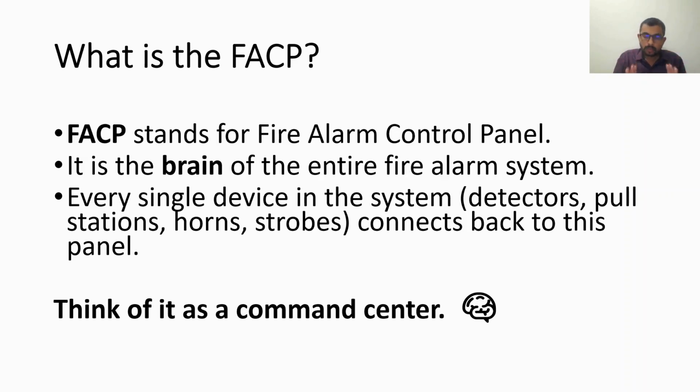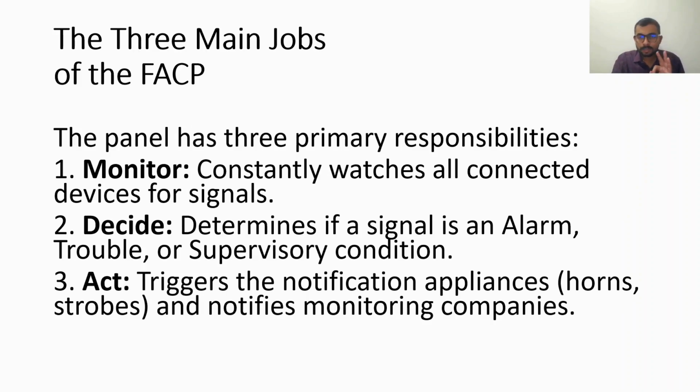So let us explore what are the jobs which are performed by the fire alarm control panel. A fire alarm control panel has three main jobs. The first one is to monitor. The fire alarm control panel monitors all the connected devices for signals. As I explained in my earlier videos, there is always a constant communication which takes place between the fire alarm control panel and the connected devices.